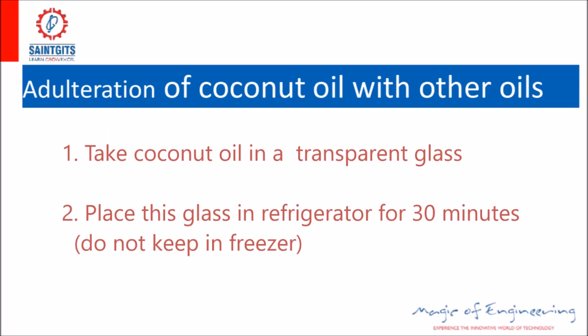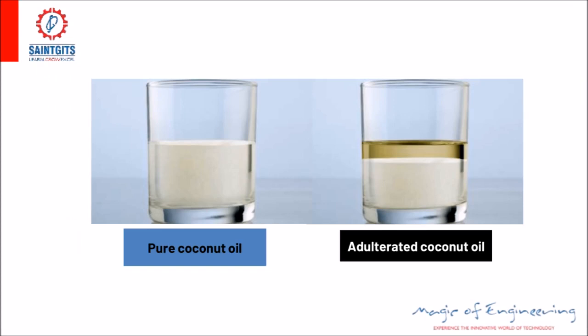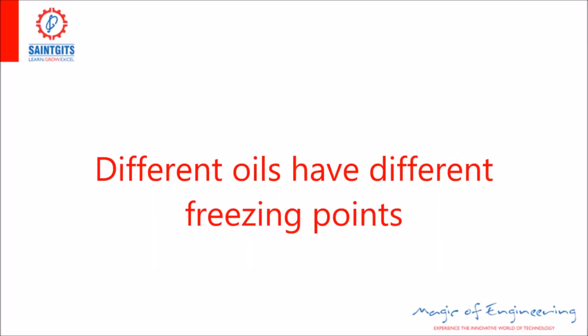Adulteration of coconut oil with other oils. Take coconut oil in a transparent glass. Place this glass in the refrigerator for 30 minutes. Do not keep it in the freezer. After refrigeration, coconut oil solidifies. If the coconut oil is adulterated, then other oils remain as separate layers. Different oils have different freezing points.